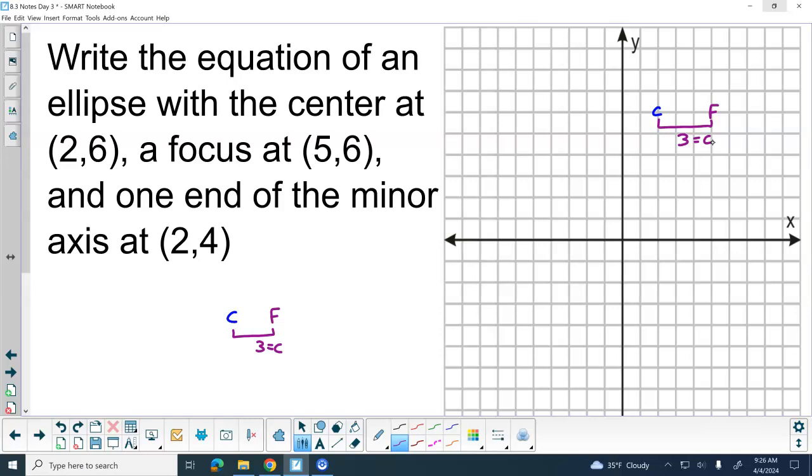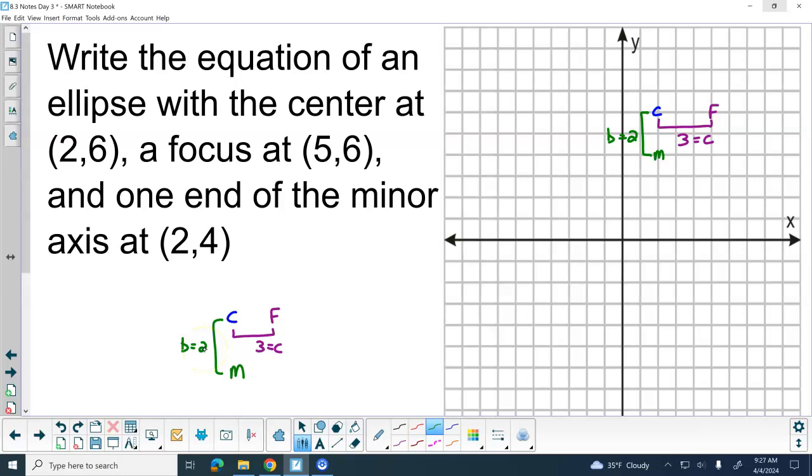One end of the minor axes at 2, 4. What is this distance here? 2, but it's also then it's what? It's B, and it's 2. So it's really a combination of what you guys are saying. Okay? So this distance here is B, and it's 2.